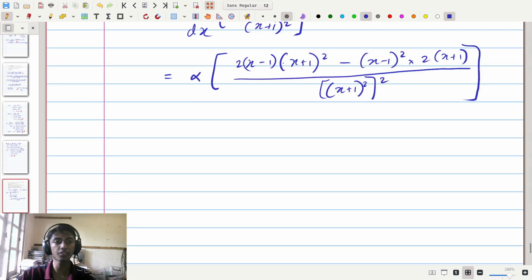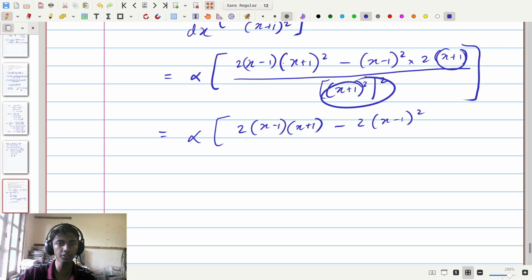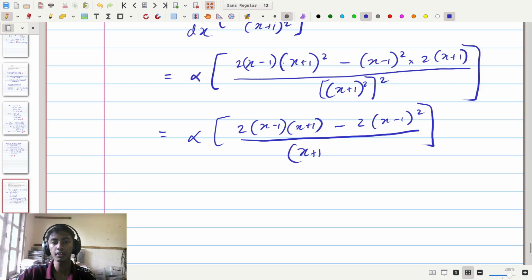Now simplifying this, we can see if we divide one of the x plus 1s on the denominator by this x plus 1 and this x plus 1, we will get alpha times 2 x minus 1 times x plus 1, because one of these will get cancelled, minus 2 times x minus 1 squared, since the x plus 1 got cancelled for one of these on the denominator. And on the denominator, if we cancel one of them, we'll be left with x plus 1 cubed.